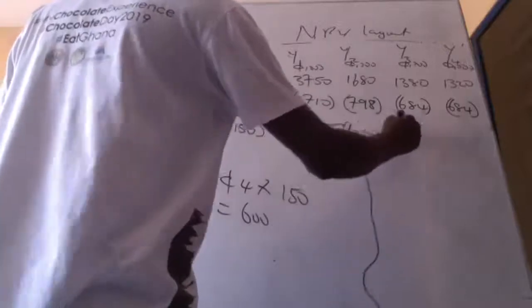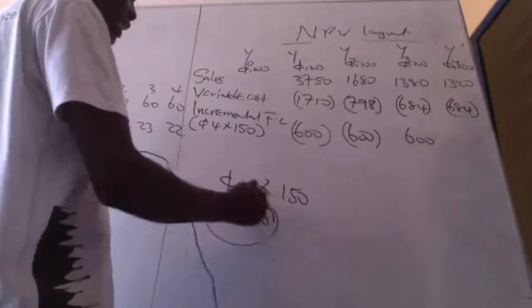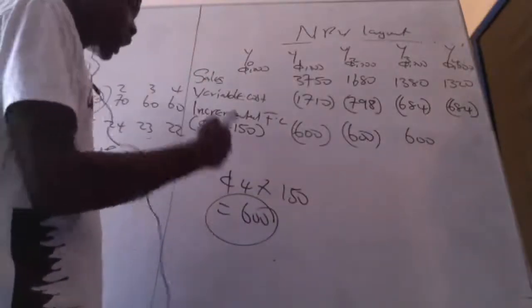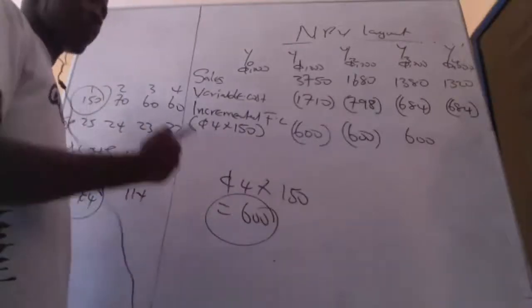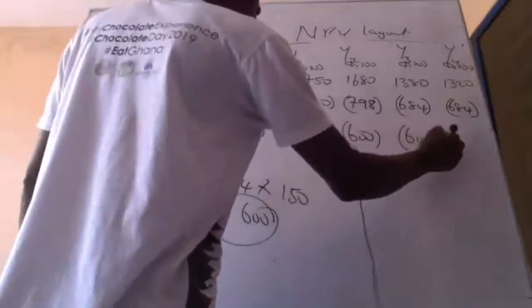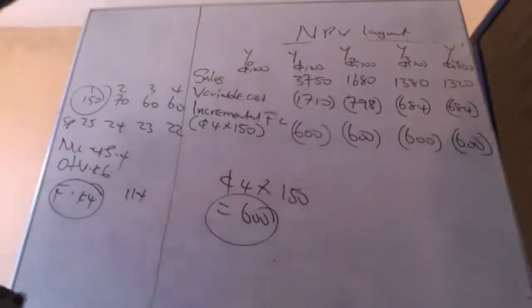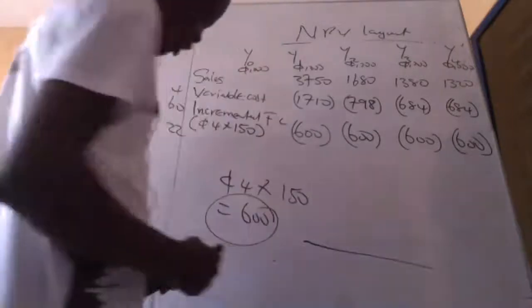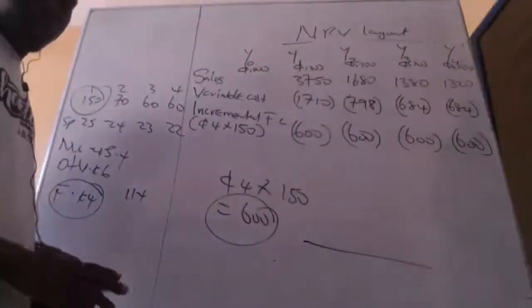In fact, if the fixed cost is 600 Ghana cedis for year 1, then year 2 is fixed at 600, year 3 fixed at 600, year 4 fixed at 600. One is the fixed cost. Good, 600. Alternatively, you realize that here this is the highest unit. We said that fixed cost is fixed.